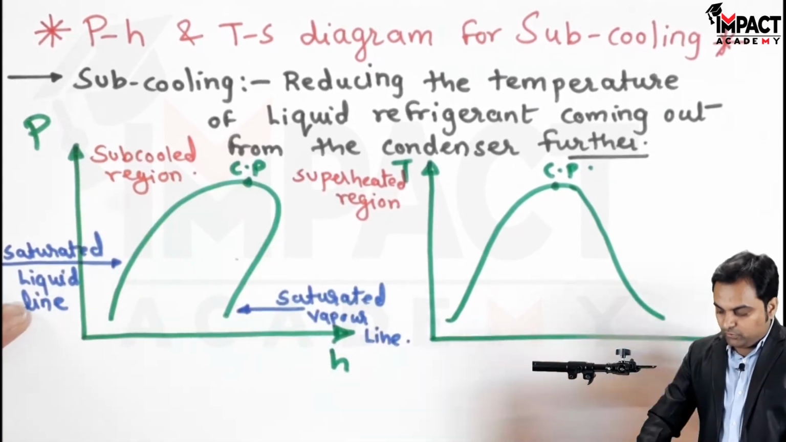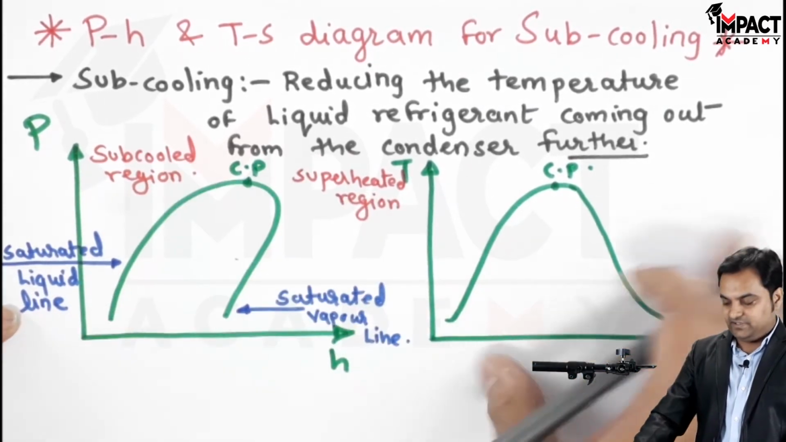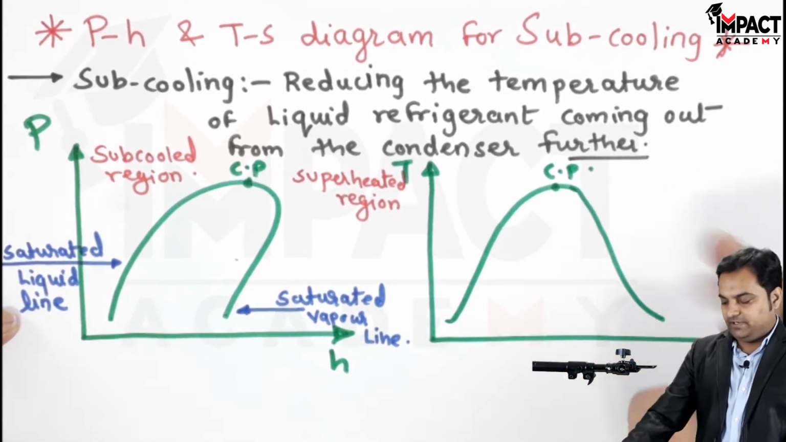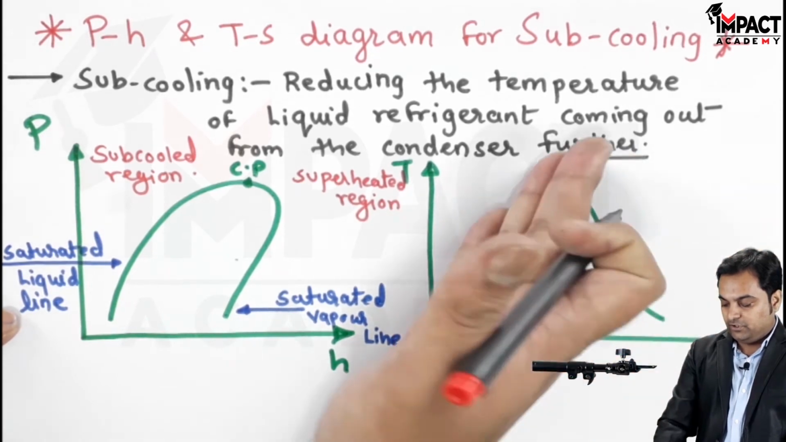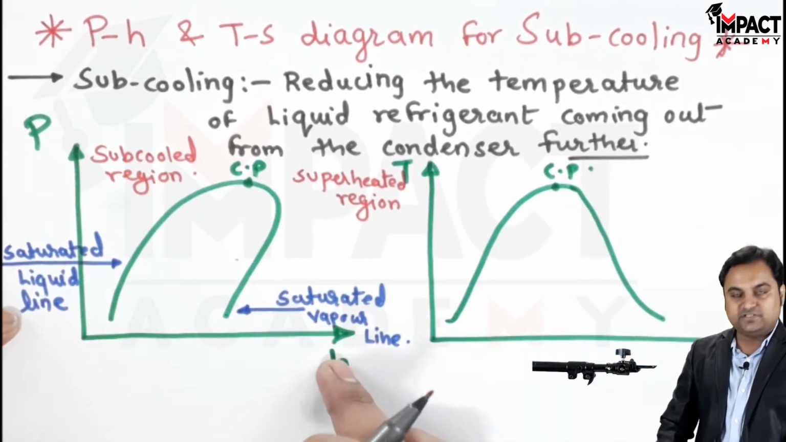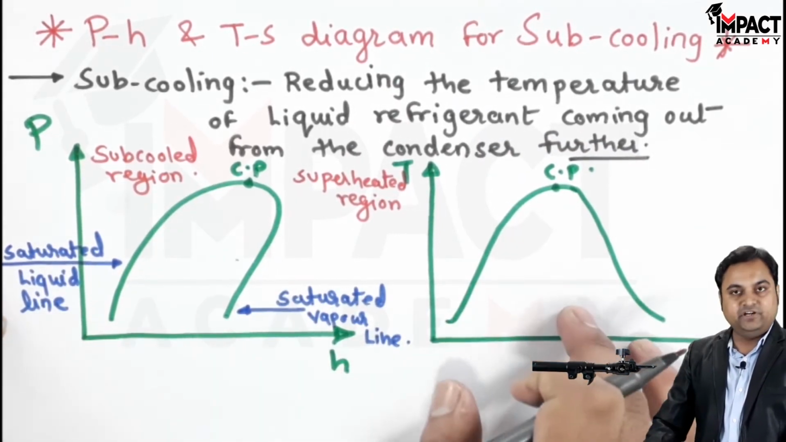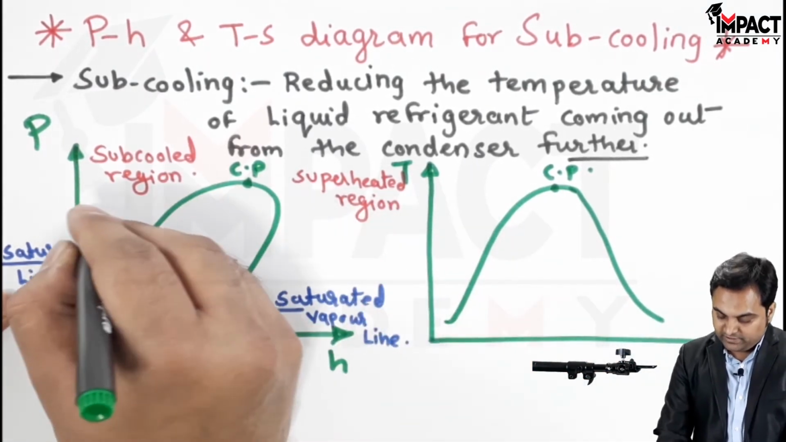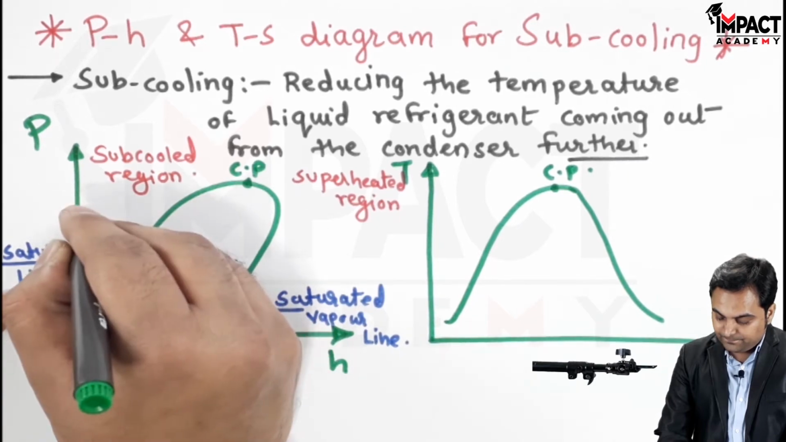And similarly over the TS diagram the same regions are there. On the left there is the saturated liquid line, on the right the saturated vapor line, to the right of it the superheated region, to the left of the saturated liquid line is the subcooled region, and in between we have the wet region. Now how to draw the diagrams? First draw two light horizontal lines on the pH diagram.